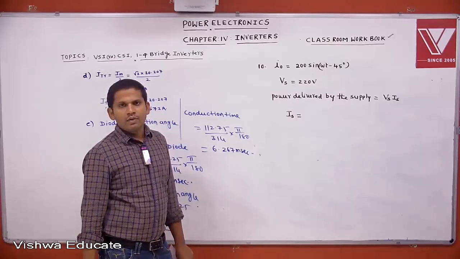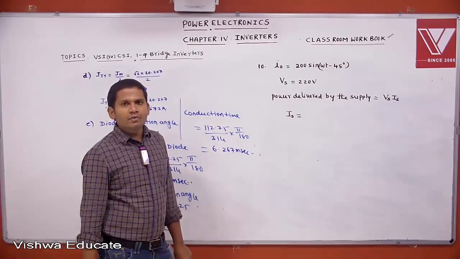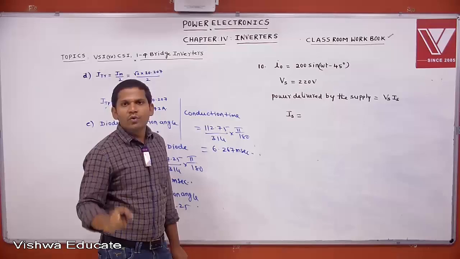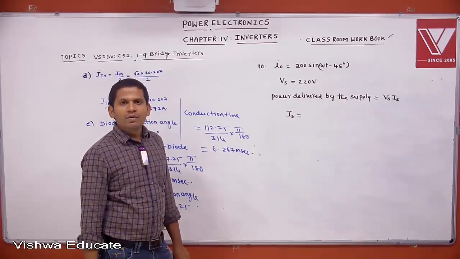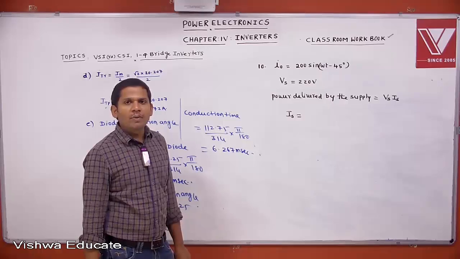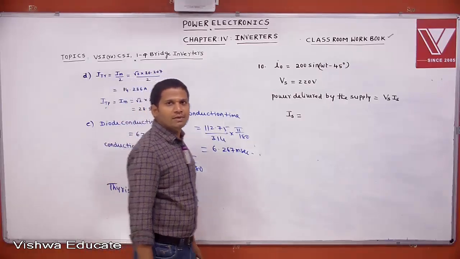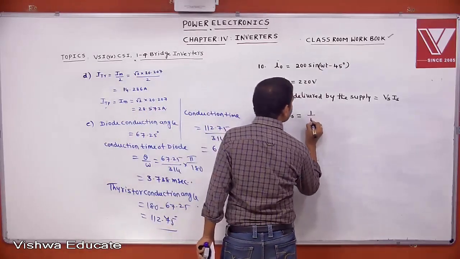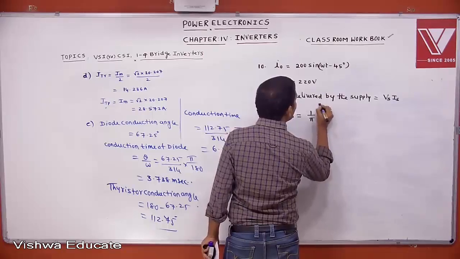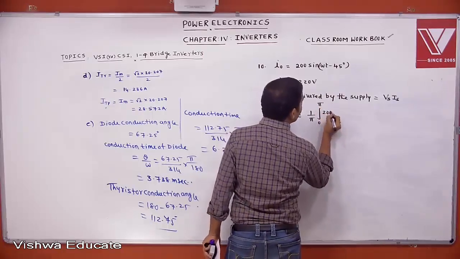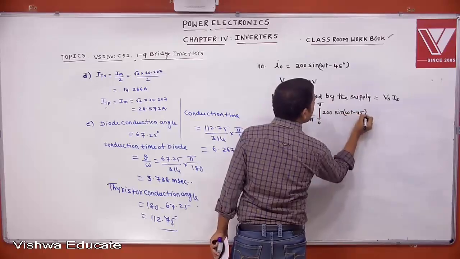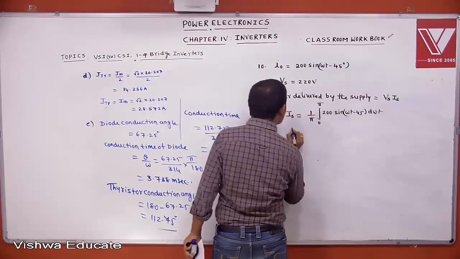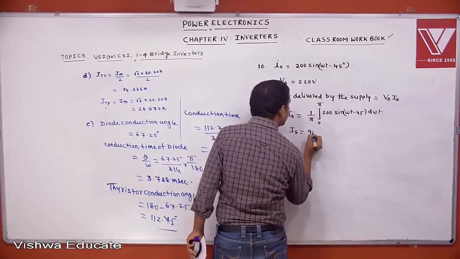You want to calculate the source current. I told you, in a full bridge inverter, look at the source current waveform. With respect to source current, how many pulses are we getting? 2 pulses. That's why 1 by pi integral 0 to pi of 200 sin omega t minus 45 d omega t. Integrate and substitute the limits. We can get 90 milliamperes.